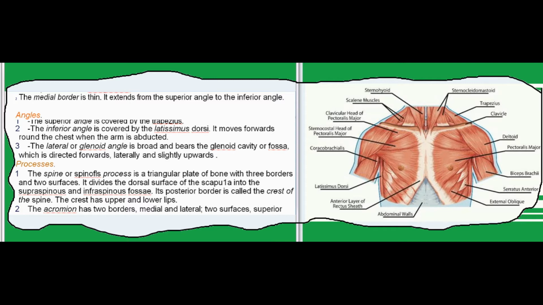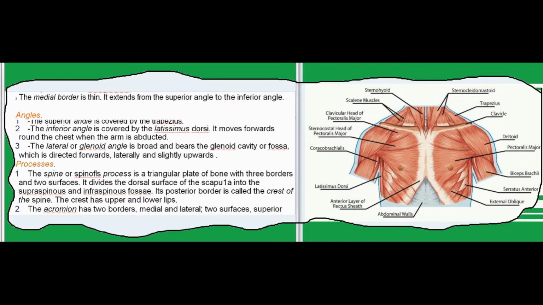3. The lateral or glenoid angle is broad and bears the glenoid cavity or fossa, which is directed forwards, laterally, and slightly upwards. Processes. 1. The spine or spinous process is a triangular plate of bone with 3 borders and 2 surfaces. It divides the dorsal surface of the scapula into the supraspinous and infraspinous fossae. Its posterior border is called the crest of the spine. The crest has upper and lower lips.